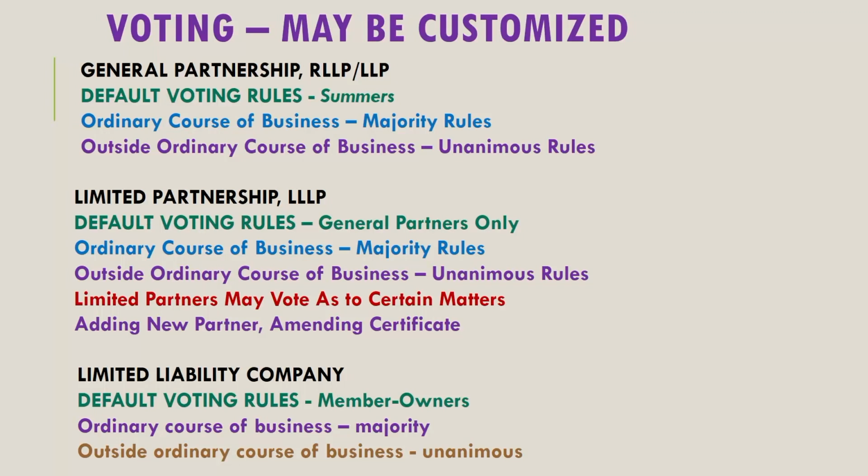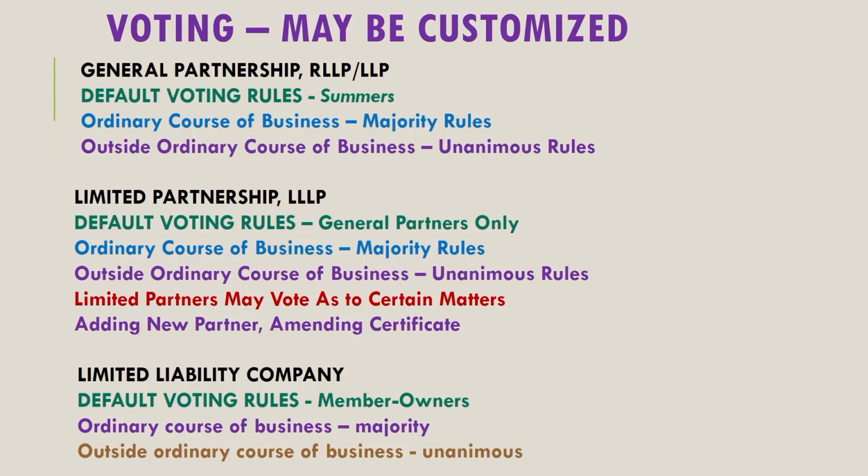Voting. There's a lot of similarities here, right? Summers case, our trash guys, we talked about them quite a bit, but it was a great straightforward case. Ordinary course of business in the general partnership, the RLLP and the LLP, because that all draws from the general partnership. Ordinary course of business, majority rules. Outside the ordinary course of business, unanimity is required. If you look at the limited partnership or the triple LP, the only ones who get to vote in general are the general partners. So for the day-to-day operations, majority rules, anything outside of the ordinary course, unanimous.